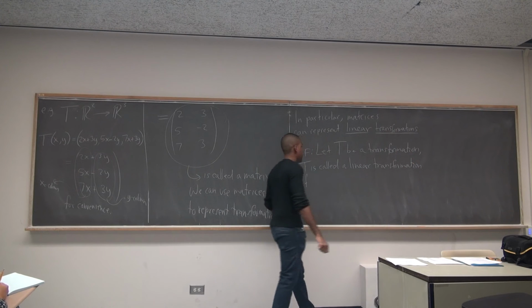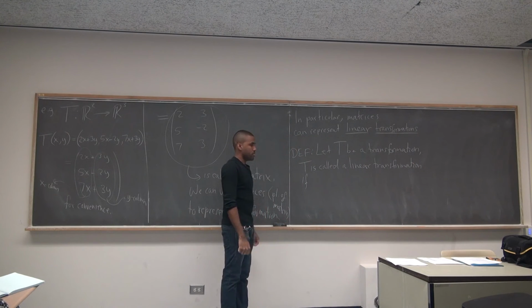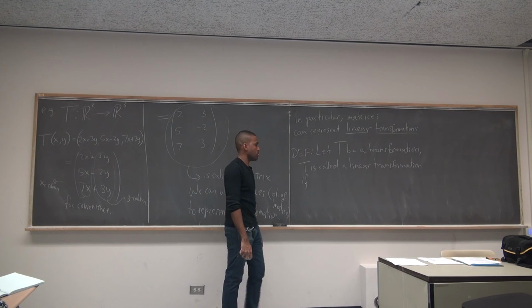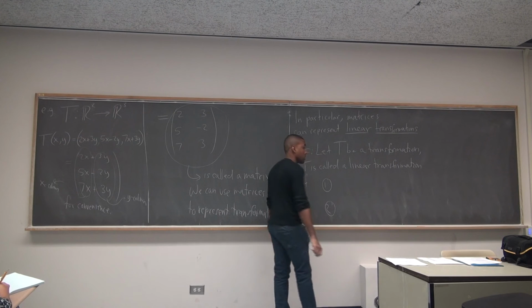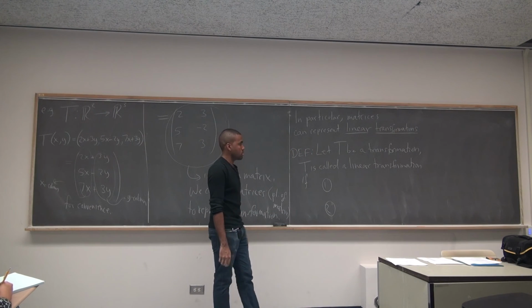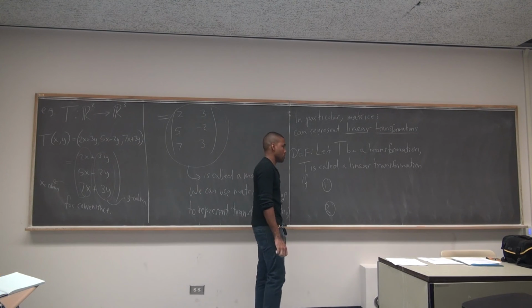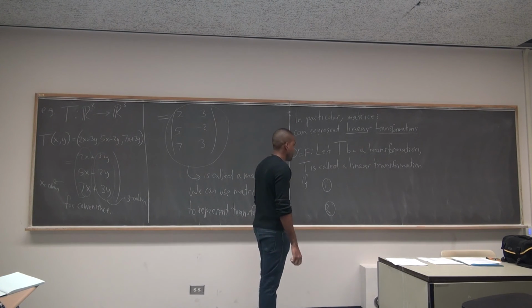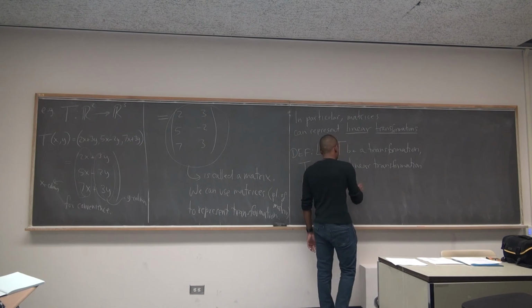if... what makes something a linear transformation? There are two properties that make something a linear transformation. If it maps from one thing to another.